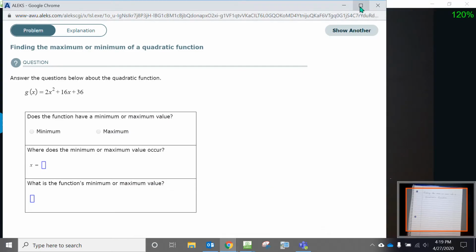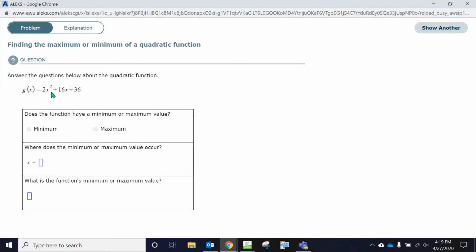Okay. So here is an example in ALEX. You can see here's the function, and they ask you 3 questions. Does this function have a minimum or maximum value? Let's look at the a value, it's positive. If it's positive, it opens up, so that vertex is a minimum. The x value is the negative b over 2a, and if you plug that value back into the function, that gets you the function's min or max value. I can show you the explanation for this problem.